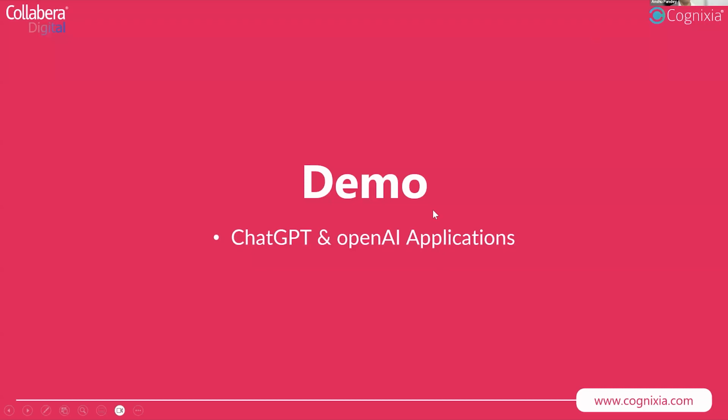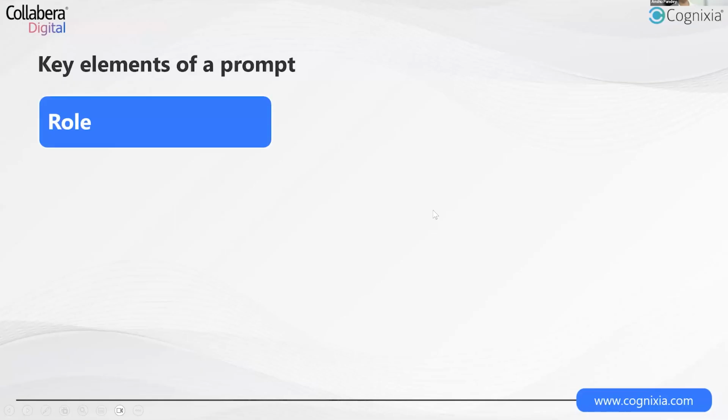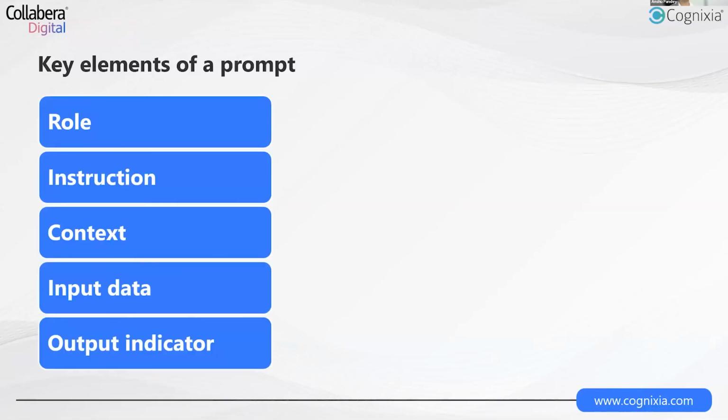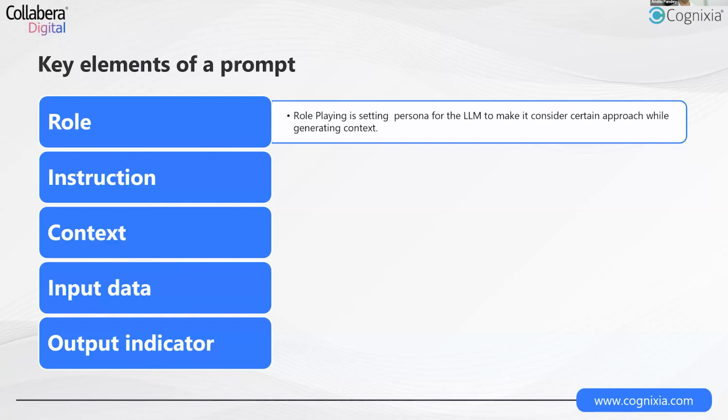Let's talk more about prompt engineering. Some of the key elements of a prompt include five. When you draft a prompt for any specific task, you can include these five critical components. First is role playing, which is setting a persona for the LLM to make it easier to consider certain approaches while generating content. For example, you may want to set up a role that you are in an artistic role, or you are an expert in generative AI, or you are an expert in writing legal documents.